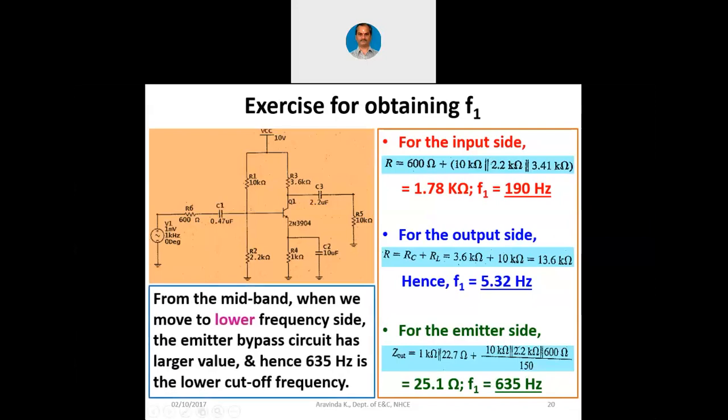So from the midband, when we move to the lower frequency side, the emitter bypass circuit has the larger value. When we move from the midband to the lower side, that is towards the 3 dB cutoff point, that 635 hertz is the larger value. Hence 635 hertz is the lower cutoff frequency.